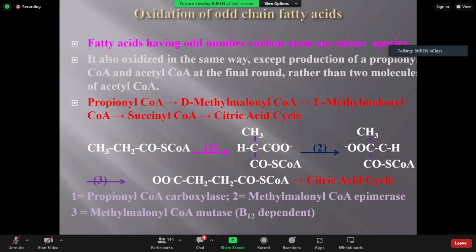From 7 acetyl coenzyme A, you will get 7 into 12 equals 84 ATP. And if you deduct 2 ATP from the 84, then you get 82, plus the propionyl coenzyme A. How many ATP is produced from succinyl coenzyme A? If you add this amount of ATP to the 82, then you will get the total number of ATP that is produced from the 17 carbon fatty acyl coenzyme A.